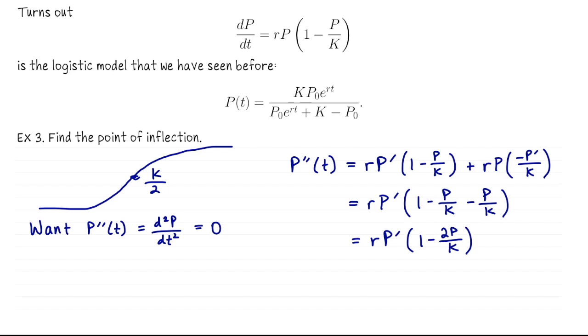If the product of two terms is equal to 0, then one or the other is 0. So either r p prime is 0. Since r is a positive constant, that means p prime is 0, which, based on our previous analysis, means that either p is 0 or p is k. For both of those, we know the population is flat, so that's not where we're going to find a point of inflection.